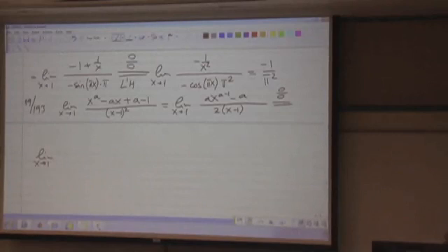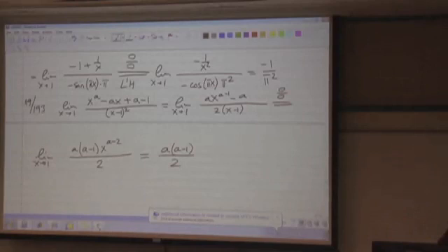So now what is the derivative of a times x to the a minus 1? A times a minus 1 times x to the a minus 2, divided by 2. And so your limit is a times a minus 1 over 2. I got lost at the a times a minus 1. What's the derivative of a times x to the a minus 1? Bring the a minus 1 down, and subtract another 1.